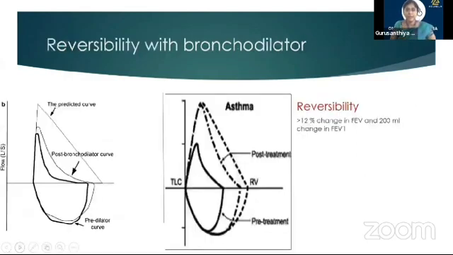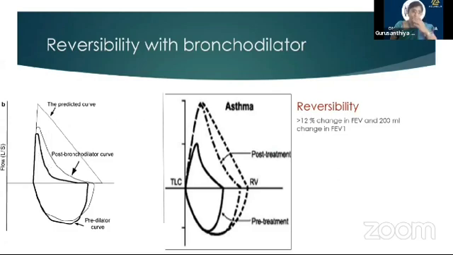So then comes another parameter, which is the reversibility with the bronchodilator. In case you have an obstructive disorder, the flow volume loop inspiration will be normal and the expiration will be curved, with a dog-like appearance, signifying a severe obstructive disorder.